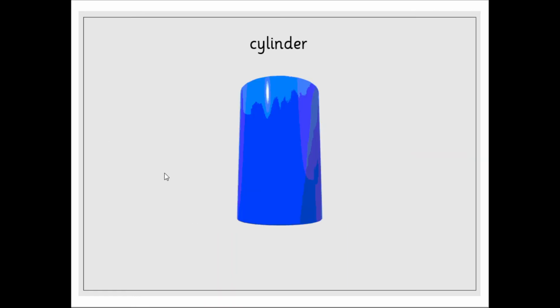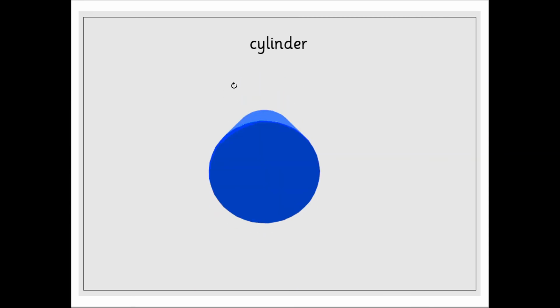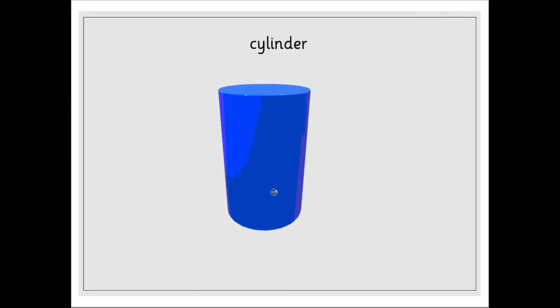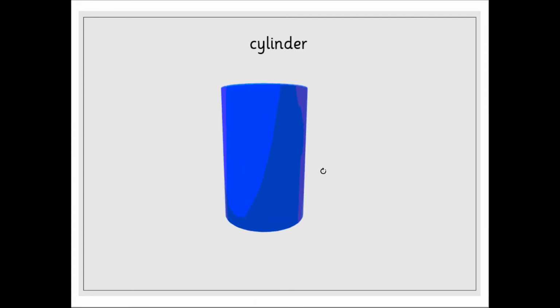Next shape we're looking at is a cylinder. Now a cylinder has got a circular base, circular top, and then it's got a single face joining those two together. So altogether it's got 3 faces.